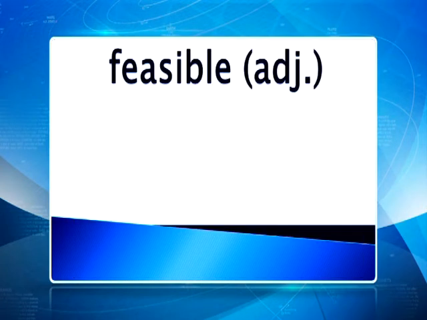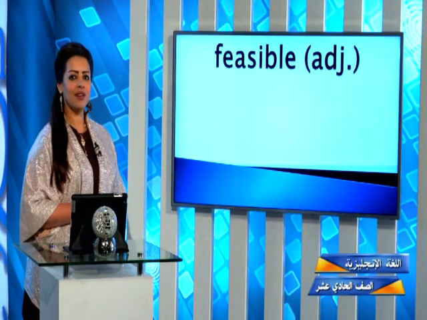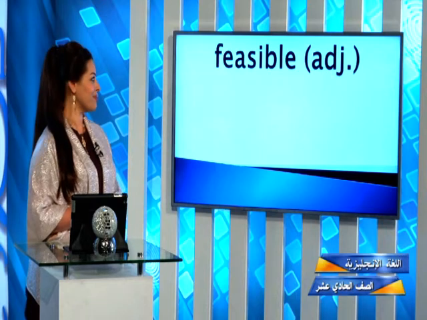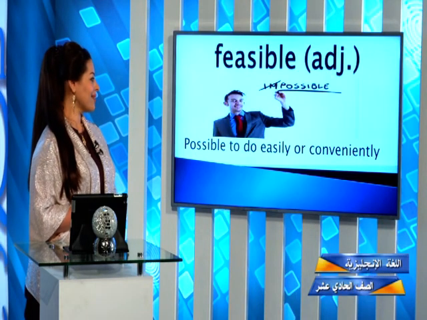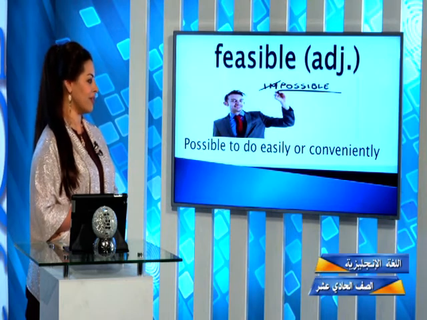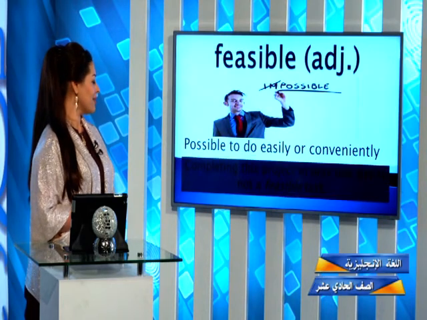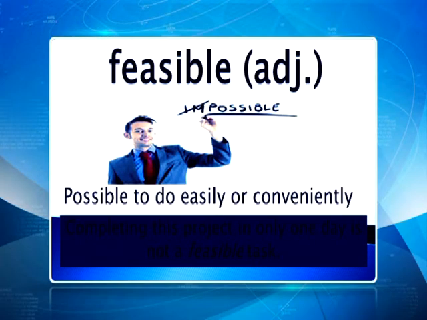Fortunately, the pillow cushioned the little boy's fall. Now, we have feasible. Feasible is an adjective. It's possible to do easily or conveniently. Let's read the sentence together. Completing this project in only one day is not a feasible task. You understand what feasible is? It means easy, correct? Okay.